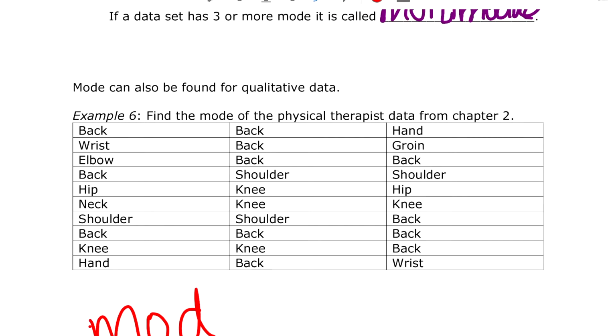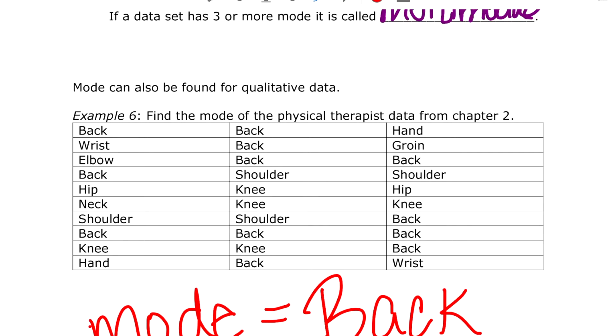So this is the data set from the first set of notes where we were looking at a physical therapist's office and the injuries that she saw on a given day. So if you recall from those notes, back injuries happened 12 times that day and there was nothing that occurred more. So in this case, back is going to be our mode.